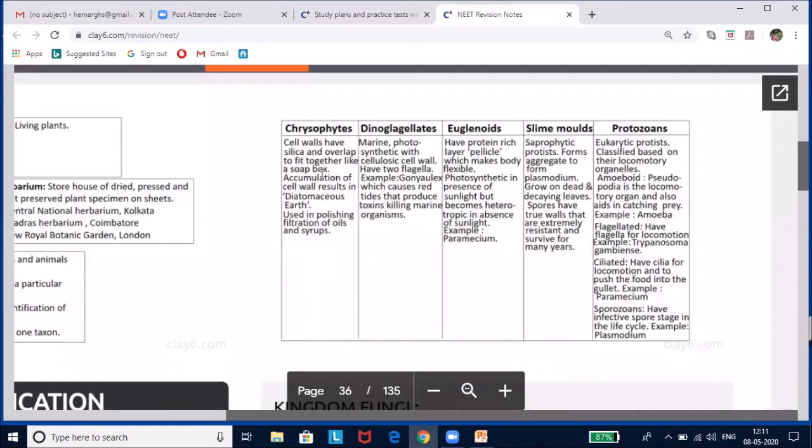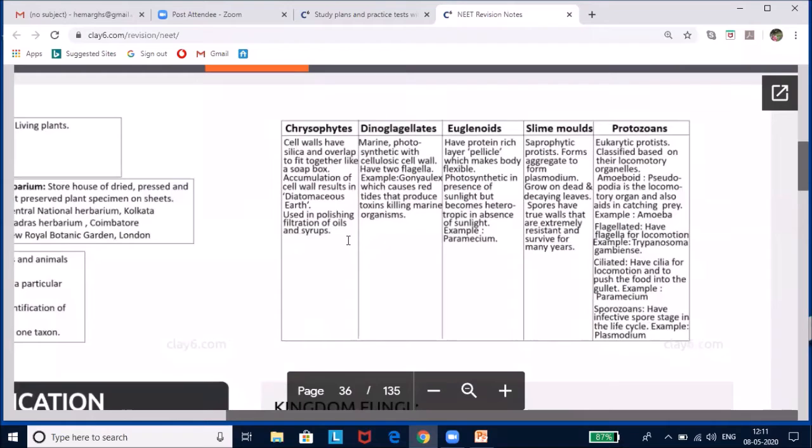Most of them are photosynthetic. The cell walls form overlapping sheet-like structures like a soap box. The cell wall is made up of silica, and after the organisms die, the silica gets accumulated to form diatomaceous earth, or it is also called kieselguhr. Since it is very gritty, it is used in polishing and filtration of oils and syrups.